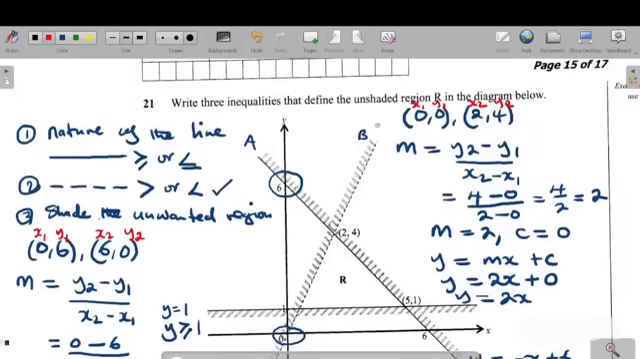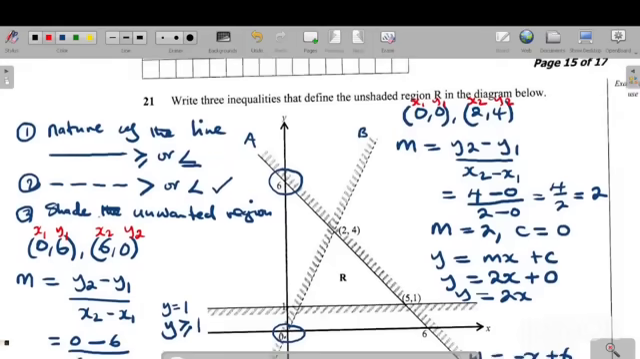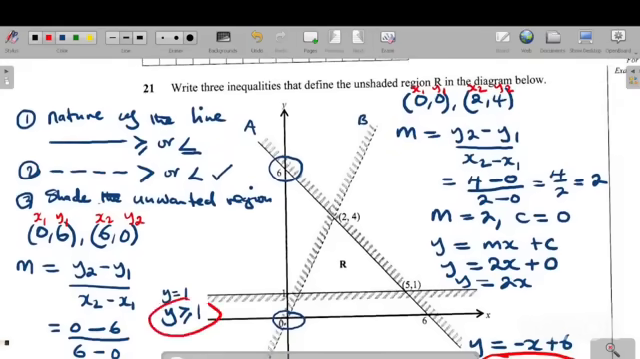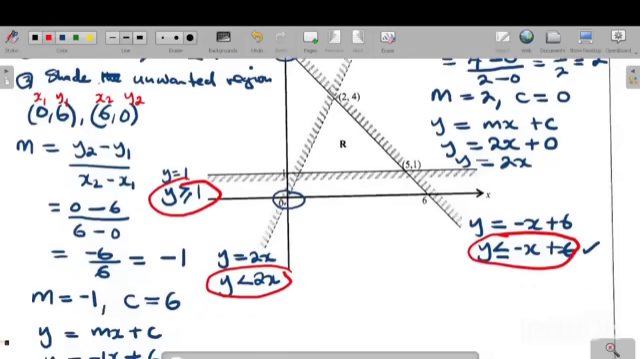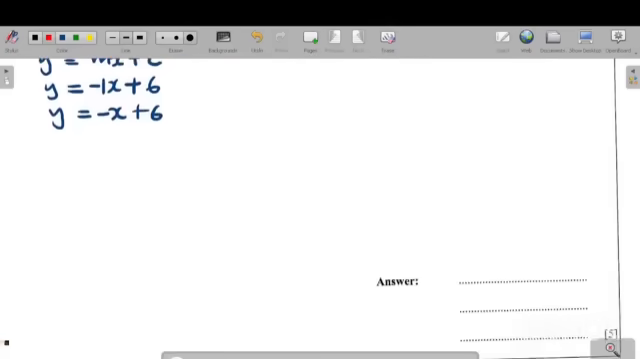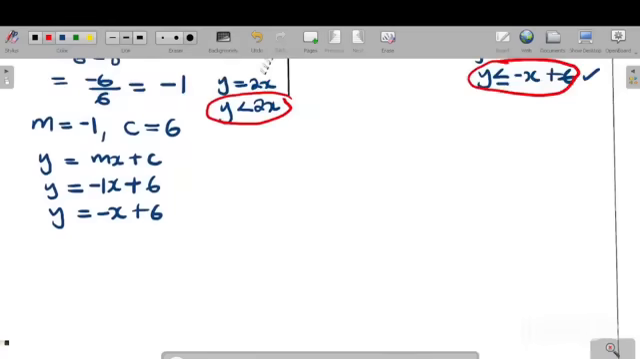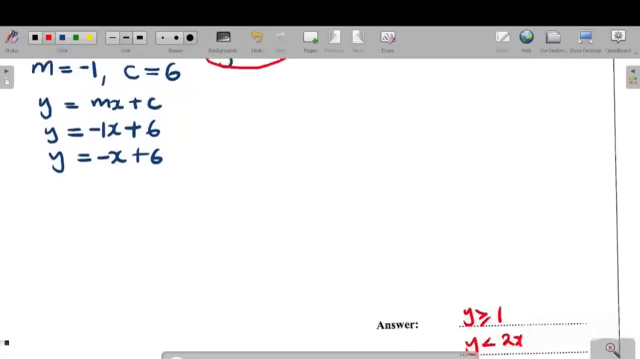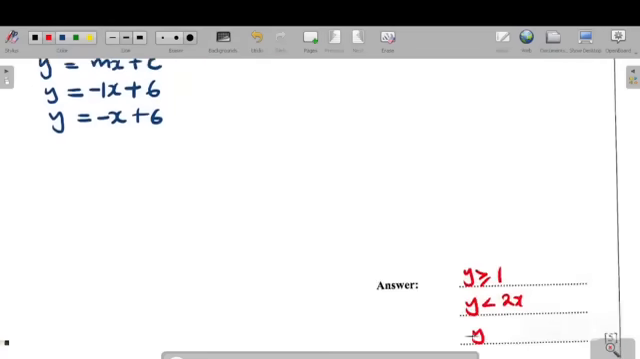Okay, where's the other one? The other one is here. All right, so remember to write your answers in the space provided here. Okay, so we have y greater or equal to 1, then y less than 2x. Okay, this one here. Then y is less or equal to negative x plus 6.